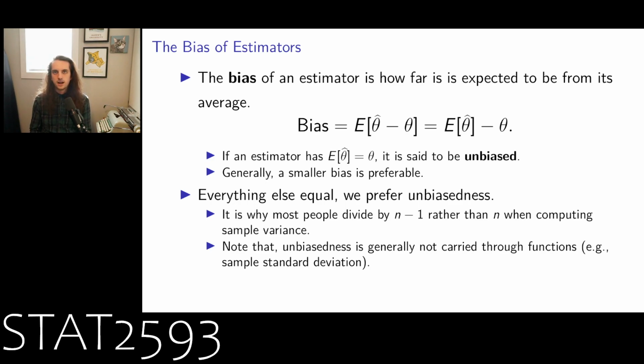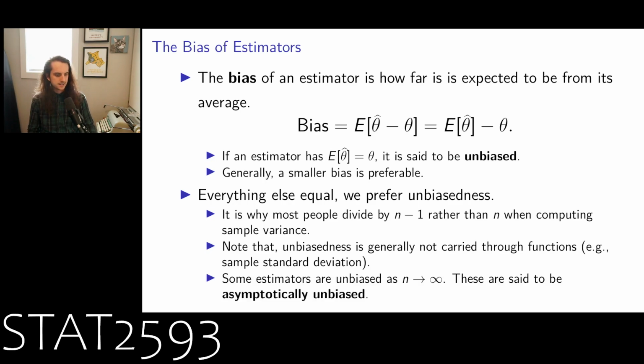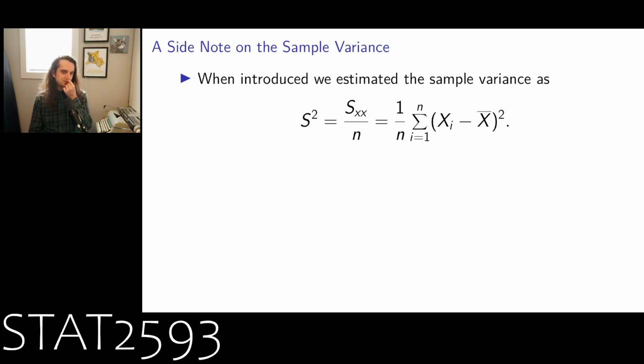And so I will make a point here that says that unbiasedness is not normally carried through functions. I'll point this out on the next slide when we're actually talking about the sample variance directly. But just to say that if your sample variance is unbiased, that doesn't mean that if you take the square root, it's going to stay unbiased. So I'll discuss that more in a second here. And there's also going to be the fact that some estimators are going to be unbiased when n goes to infinity, and those are said to be asymptotically unbiased. So we'll take a look at all of these more concretely in a second here.